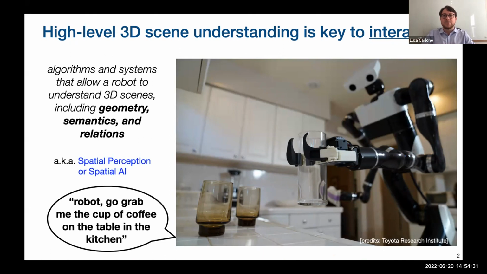For instance, if I want to ask a robot, go grab me the cup of coffee on the table in the kitchen, in order to parse and execute this instruction, the robot will need to have some information about geometry. We need to know, for example, where is the kitchen? We need to know about semantics, right? We need to know what is a cup of coffee. And we'll also need to parse relations. What does it mean for a cup of coffee to be on the table and for the table to be in the kitchen? So high-level 3D scene understanding is key to interaction.